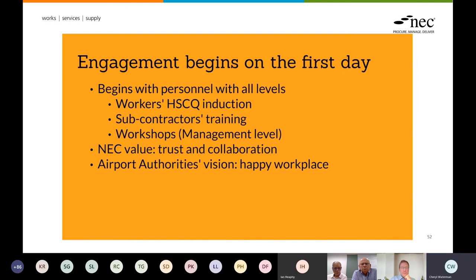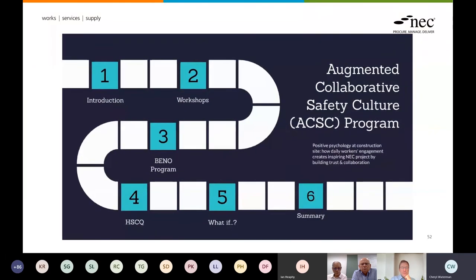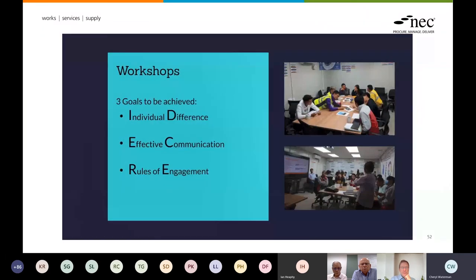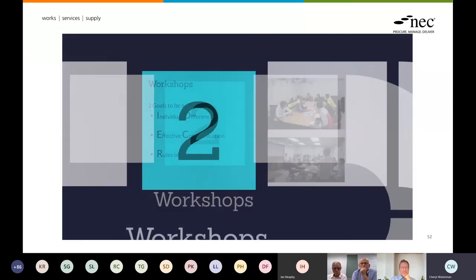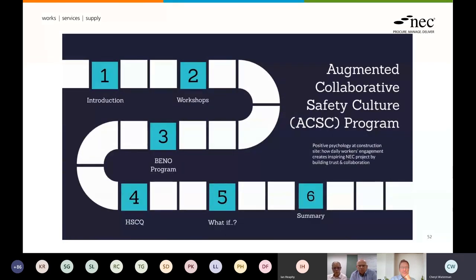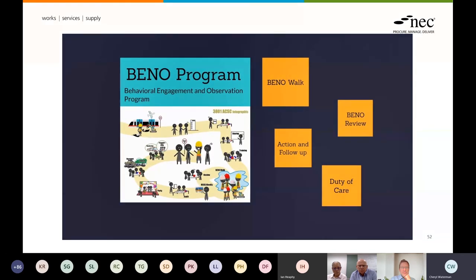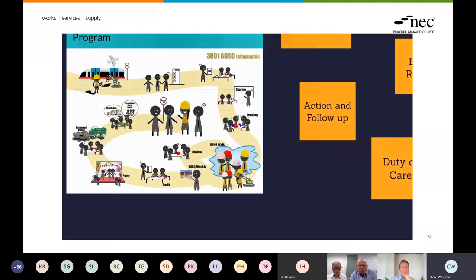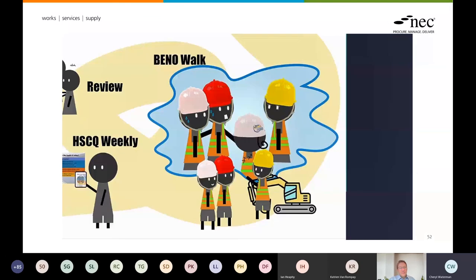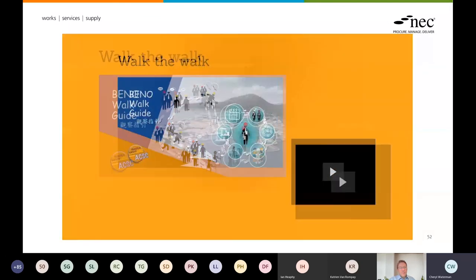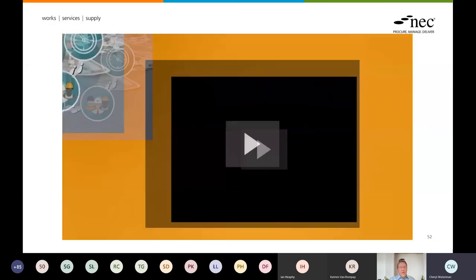Workshops under the ACSC and Behavioral Engagement and Observation, or BENO, programs have three goals: to acknowledge individual differences, to develop effective communication, and to learn the rules of engagement for effective communication with coworkers. The BENO program builds an environment where management engage with workers to discuss safety and their experience at the site. Here's a short example of such engagement.